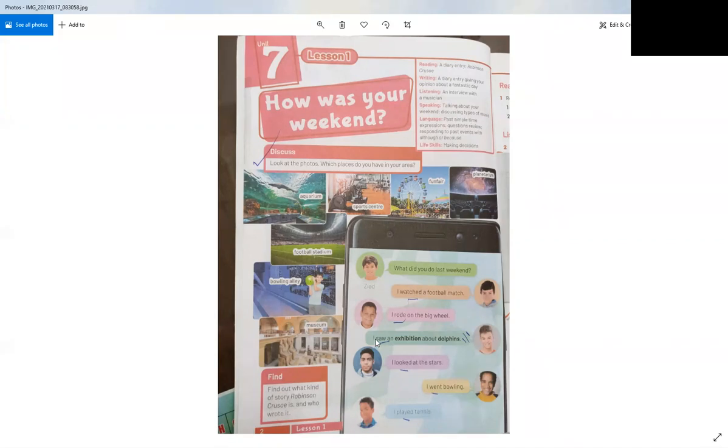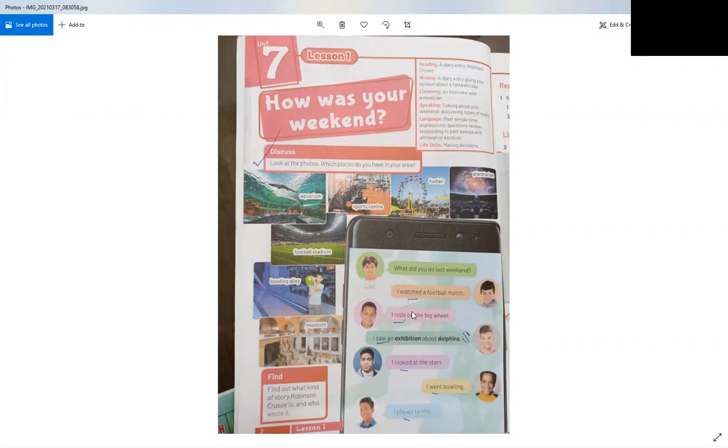Here we have some questions. As you can see, the questions are all in the past simple tense. What did you do last weekend? We have the helping verb did and the keyword last weekend. It means that this question is in the past, so the answer should be also in the past. I watched the football match. I rode on the big wheel.